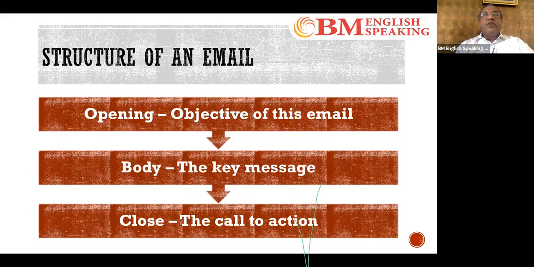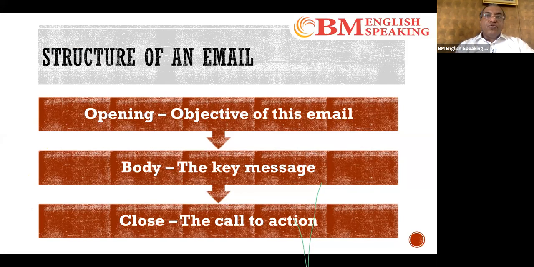So let's look at how we should structure our email, a broad structure of an email that we should follow, right? Generally it is said that an email should consist of three paragraphs, and it should have an opening, a body, and a close. Opening should say why you are writing this email, the objective of the email. The body should include the key message. What are you trying to say? And the last paragraph should have the close, which is the call to action. What action do you want the user to take?